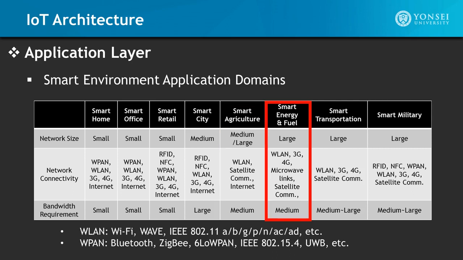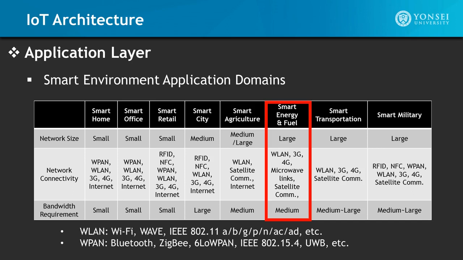Then there's smart energy and fuel. You can see here that microwave links and satellite communication are included. This is because in a lot of cases, the smart energy and fuel domains are transported using cables and pipes, and they have their own towers that connect the cables together.